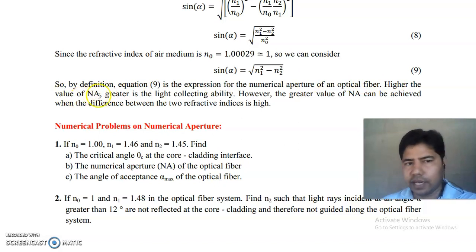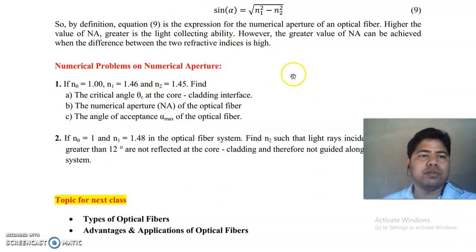The higher the value of NA, the greater is the light directing ability. How can it be made efficient? If n1 is very high and n2 is very low, then their difference makes a very efficient numerical aperture. The greater value of NA can be achieved when the difference between the two refractive indices is high. So this way the angle of acceptance is derived.